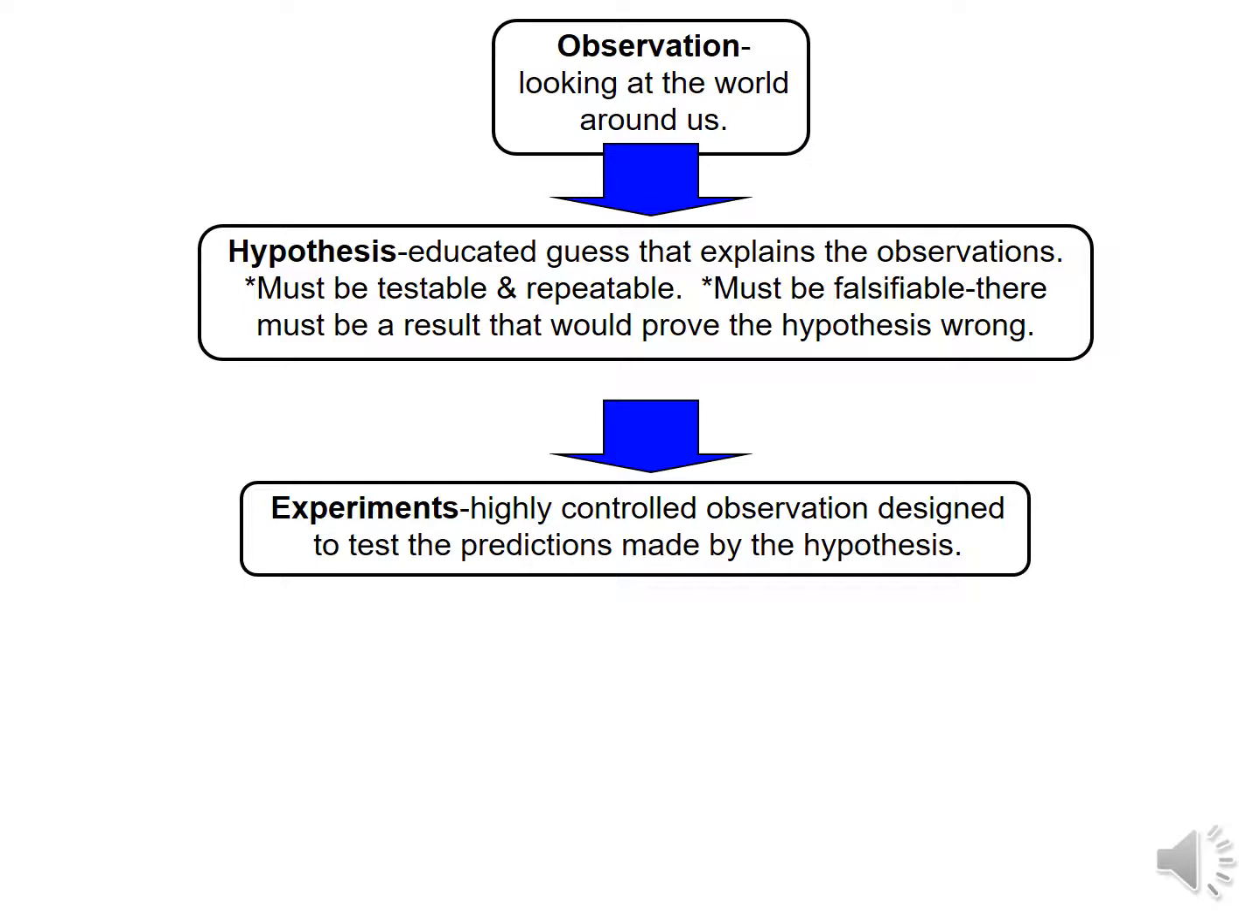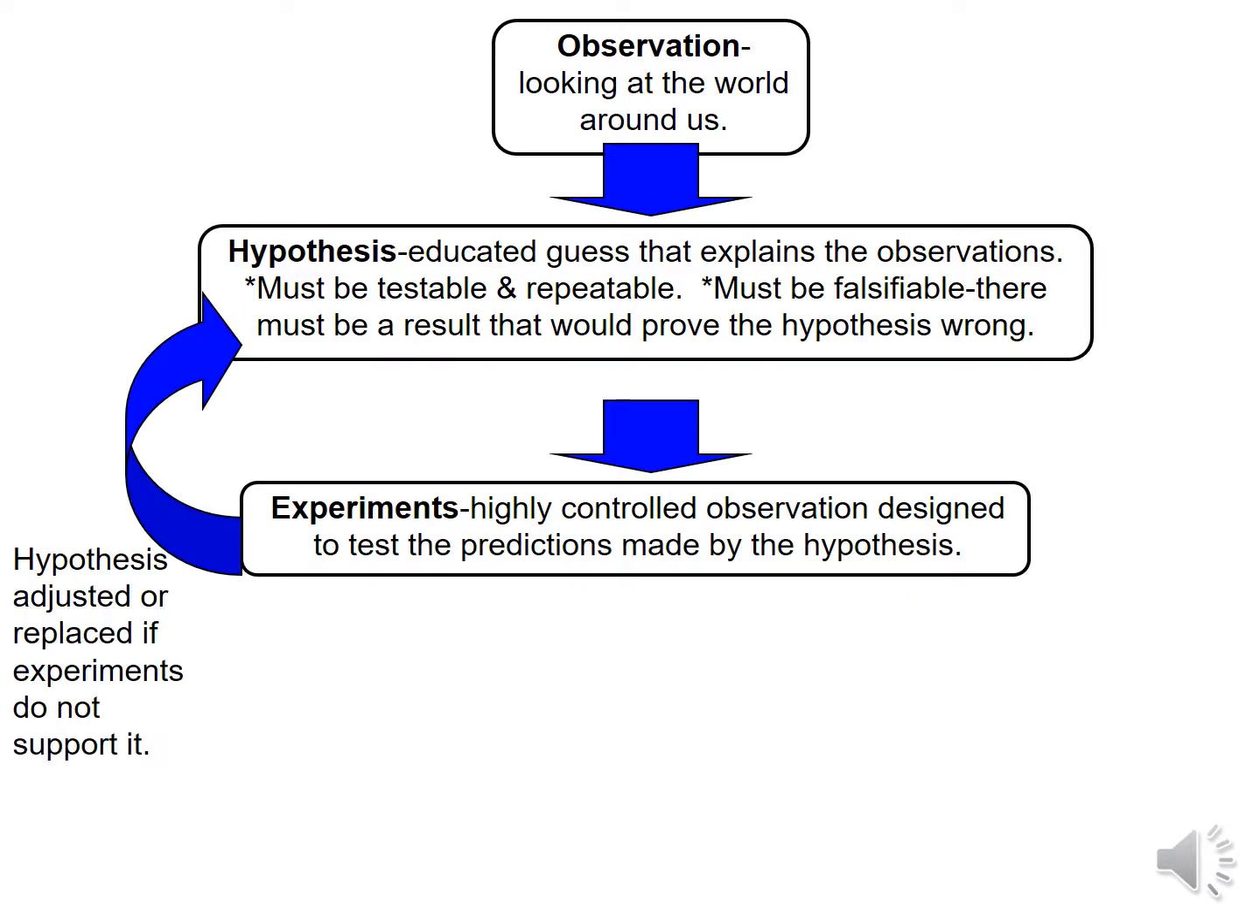Experiments are the way we test these. These are highly controlled. We control as many factors as possible, and then we vary certain factors to see what the effects are. These are meant to test the predictions made by the hypothesis. Now, if our experiments disprove our hypothesis or make our hypothesis questionable, then we need to go back and readjust our hypothesis and replace it if we need to, because experiments don't support it.